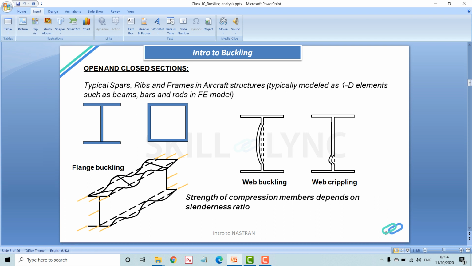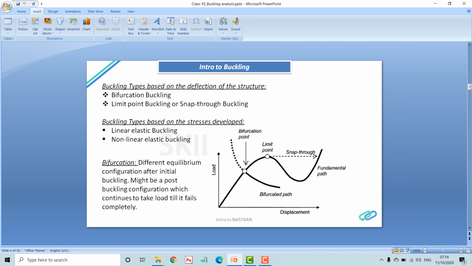If I go to the next slide, I can show you that whenever the load is applied and increased, there is a point called a bifurcation point on the structure. A bifurcation point is nothing but a point where the structure changes its equilibrium configuration. It can be a change in shape, or a change in the way it deforms, while continuing to support the load.